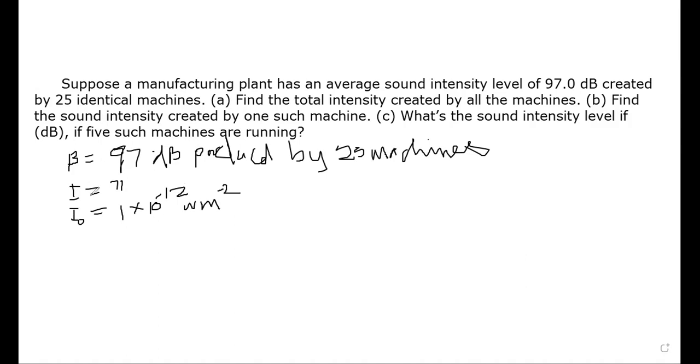Okay, so if we are solving for this, I will not go through that protocol as I did the first time. I will only use the expression I equals I naught times 10.